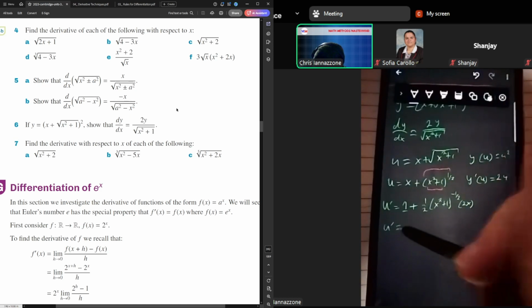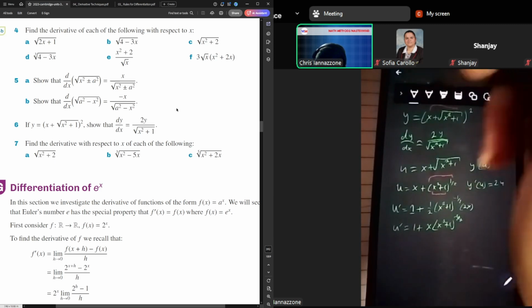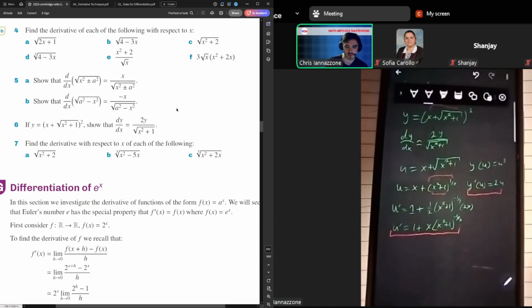To fully simplify, the half and the 2 are going to cancel, giving you x bracket x squared plus 1 all to the power of negative a half. So we have our u dash, we have our y dash. More complicated than before, but we're still following the same steps. We've done our y dash, we've done our u dash, we now multiply these two things together.